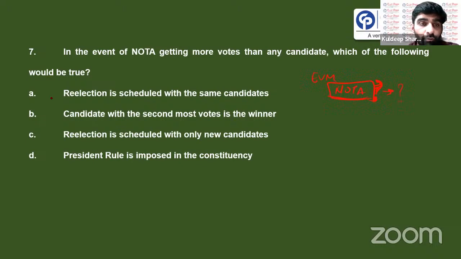Will there be a re-election with the same candidates? Will the candidate with the second most votes be the winner? Will there be a re-election with only new candidates, where the earlier candidates would not be allowed to contest? Or fourth, will President's rule be imposed in the constituency? And the answer would be the candidate with the second most votes is the winner, which means as of now, even if NOTA gets 99% of the votes and the second person gets 0.1% of the votes or one vote only, still he would be declared the winner because he has got the second most number of votes.